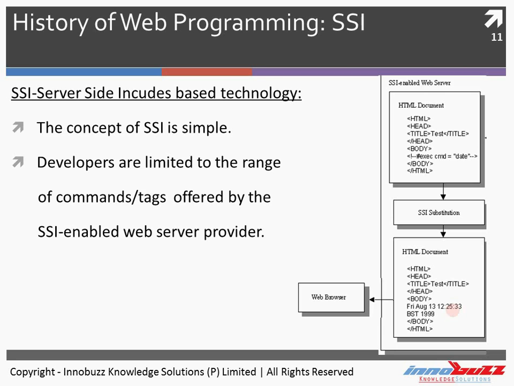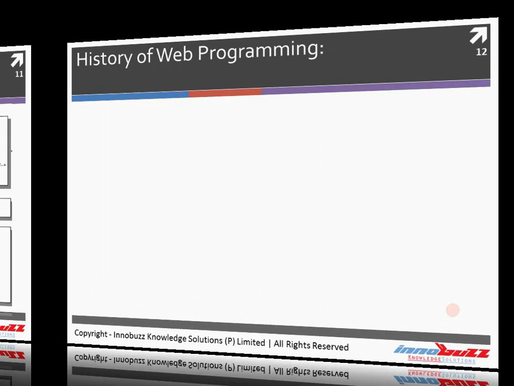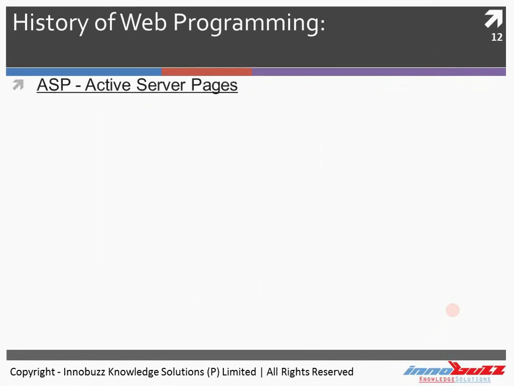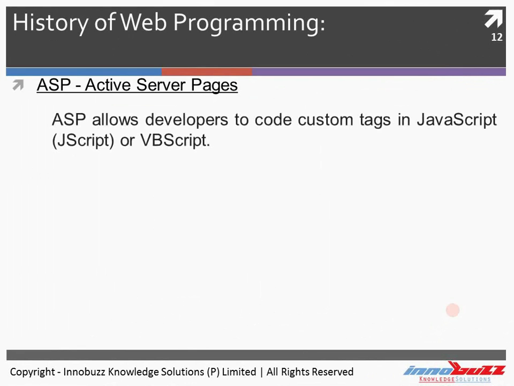SSI had this drawback of limiting itself by creating the range of commands or tags offered by it. So there was a limitation for creation of the tags. After which came the Active Server Pages. So these are the Active Server Pages which were used for developers to code custom tags, and this overcame the server-side includes problem. So it started creating the custom tags in JavaScript or VBScript.